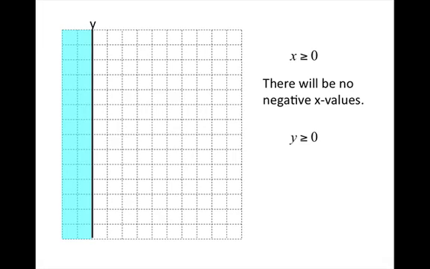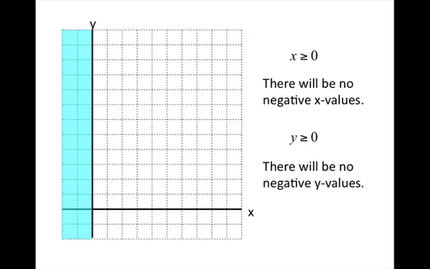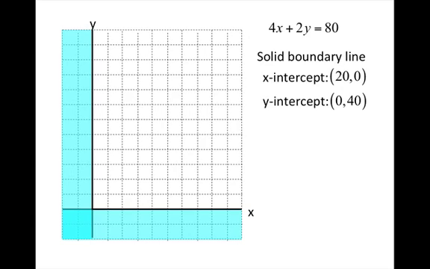If y is greater than or equal to 0, that means there's going to be no negative y values. So I'm going to draw my x-axis low on the graph, and I'm going to mark out or shade all the negative y values. So I'm going to shade below the x-axis. And as I mentioned before, if you have x and y both greater than or equal to 0, this leaves us in quadrant 1.